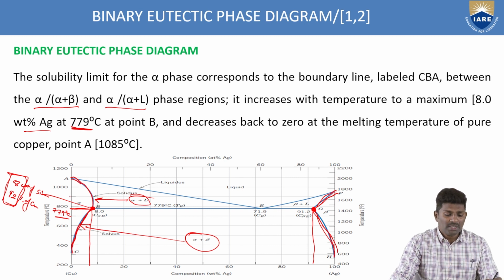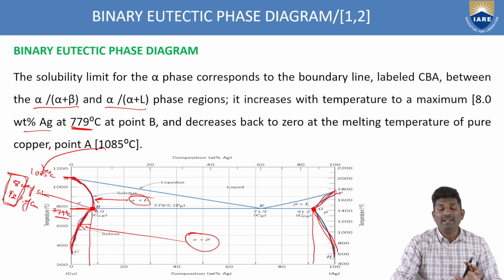Now this ABC line, or CAB line, if you see from here, it starts with 0, slowly reaches the maximum point. So this is the maximum solubility point. It reaches point B and again slowly comes back to the 0 position. At what temperature? It is at 1085 degrees centigrade. So this is the temperature at point A you are seeing.